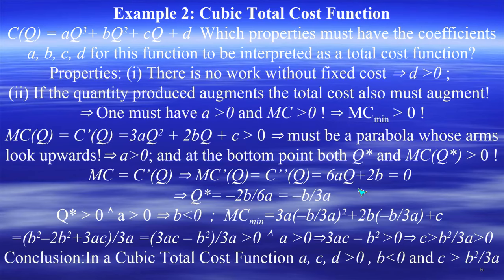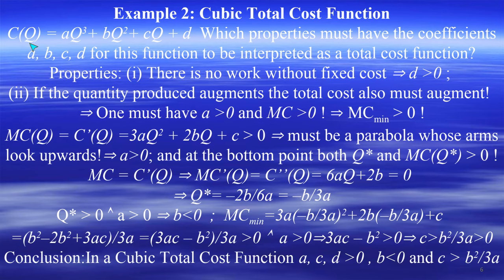Another interesting example for using the optimization. Cubic total cost function. Now we will see why the total cost function has to have some weird coefficients, because it should obey some rules, some particularities to be interpreted as a total cost function. So we will see. All right. C(Q), which is a total cost function, is equal to A times Q cubed plus B times Q squared plus CQ plus D. This is a cubic third degree cost function.